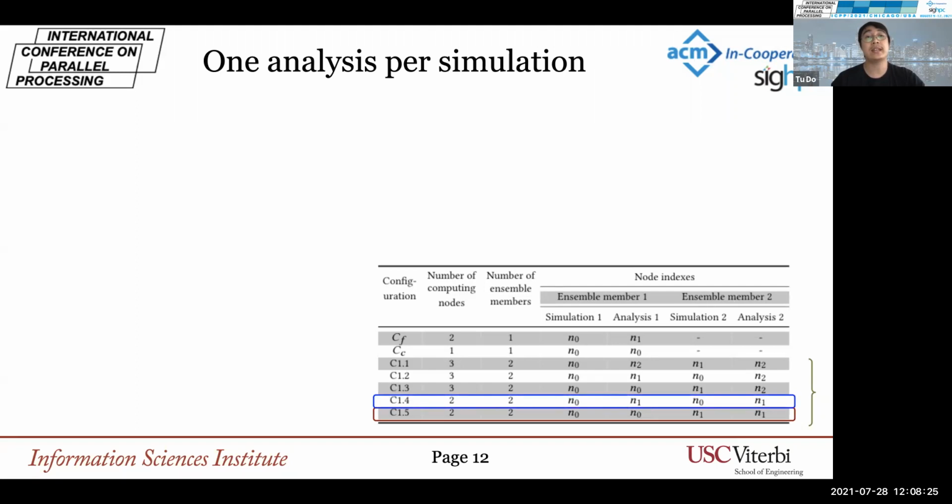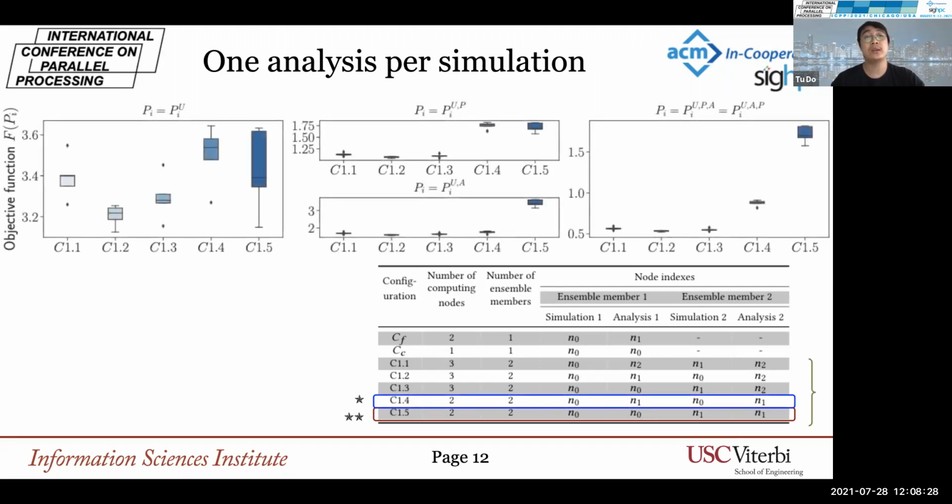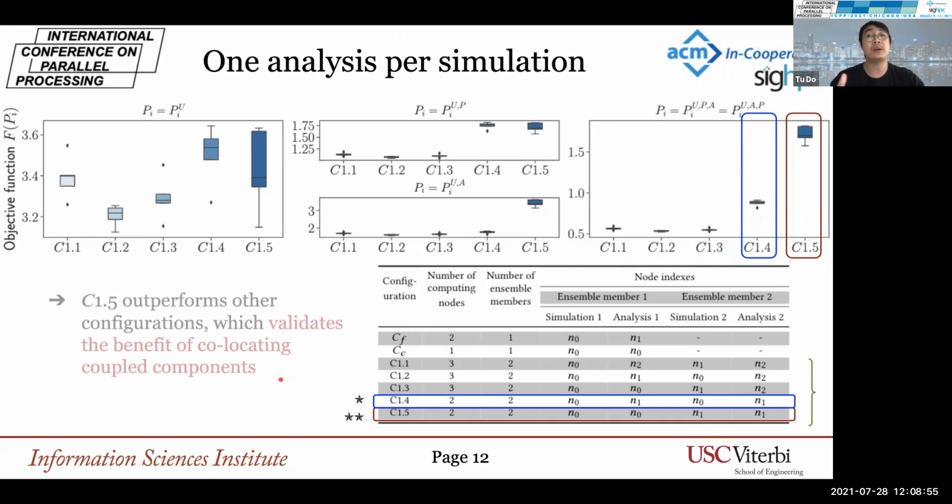So now let's take a look at the result, where we observe the behavior of the objective function on the performance indicators that we propose in this work. We focus on the last performance indicators, where it gathers all the stages that we previously described in the previous slide. And we see that C1.5 actually has the highest value of the objective function. So the outperformance of C1.5 confirms our hypothesis, and at the same time, it also validates the benefit of co-locating coupled components together.